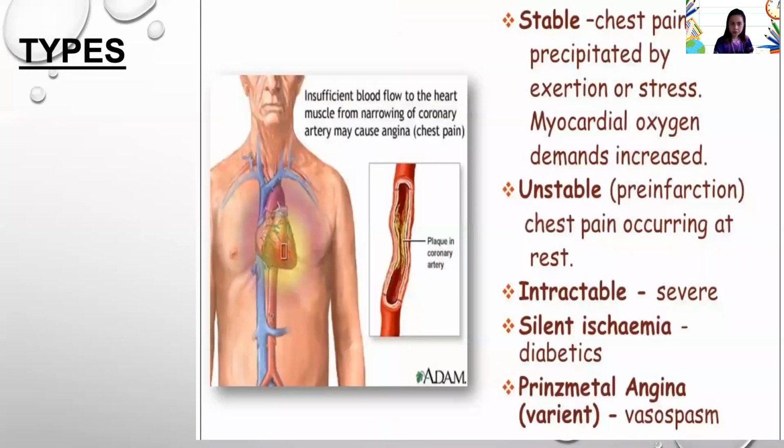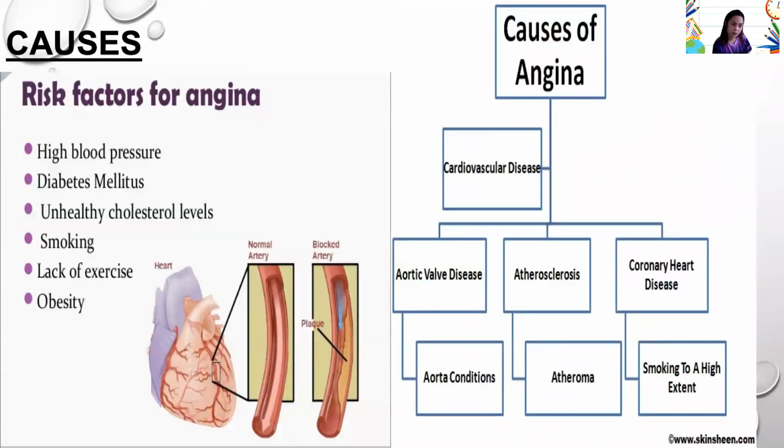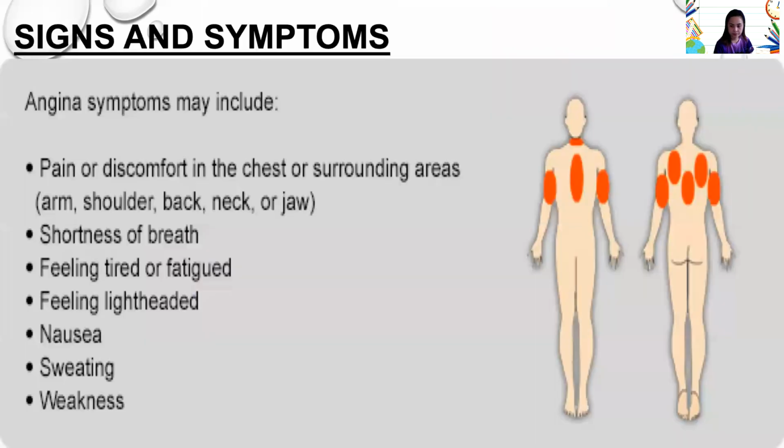We have different types of angina. We have the unstable. Okay? Yung stable is mag-rest ka lang, mawawala na siya. Pag unstable, kahit mag-rest ka, masakit pa din siya. And yun yung nagli-lead sa heart attack. Intractable, severe, silent ischemia, it's for diabetics, Prinzmetal, vasospasm. So risk factors for angina, we have the high blood pressure, we have the diabetes mellitus, unhealthy cholesterol levels, smoking, lack of exercise, and obesity.